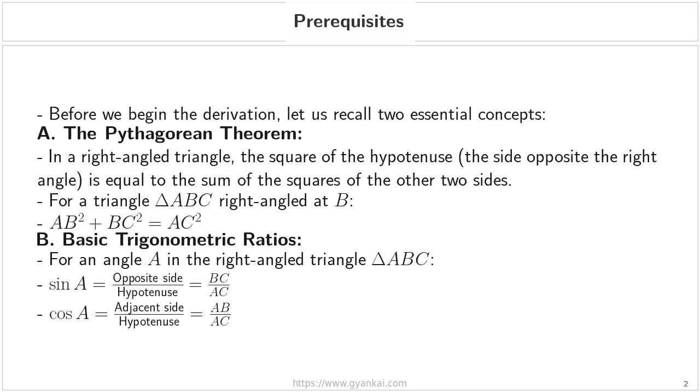Second, we need to refresh our memory on the basic trigonometric ratios. We will be using these ratios to transform our side lengths into sine and cosine. For an angle A within our right-angled triangle ABC, remember that sine of A is defined as the ratio of the opposite side to the hypotenuse, which in our triangle is BC divided by AC. Similarly, cosine of A is the ratio of the adjacent side to the hypotenuse, which is AB divided by AC. Keep these two definitions in mind, because in the next slide, we are going to use them to perform the actual algebraic transformation that leads us to our identity.